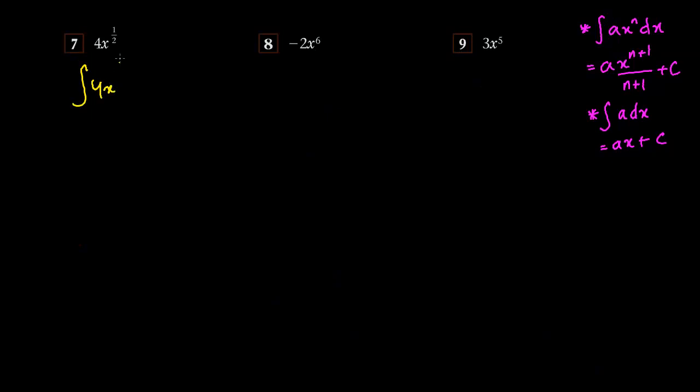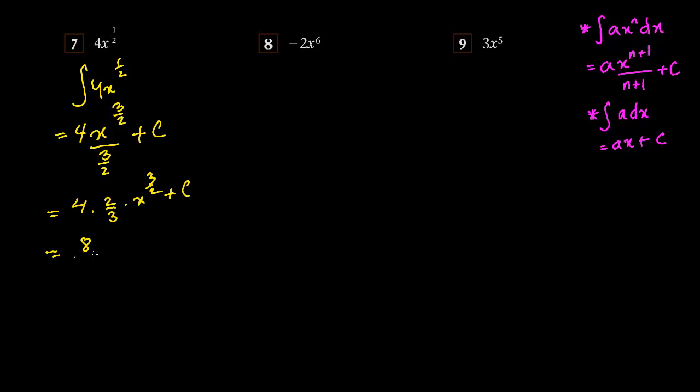Integration of 4x to the power half. The 4 is the constant outside the integral. So x to the power half plus 1 is 3 by 2, divided by 3 by 2 and the plus c. So 4 divided by 3 by 2 is 4 into 2 by 3. X to the power 3 by 2 plus c, and this turns out to be 8 by 3 x to the power 3 by 2 plus c.